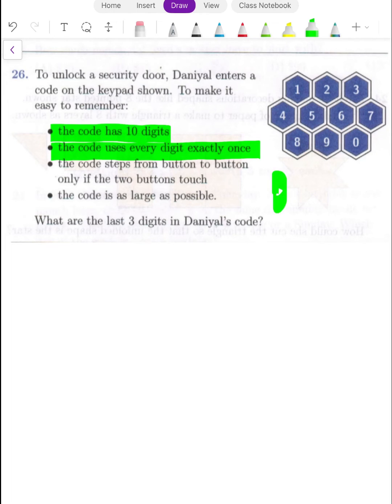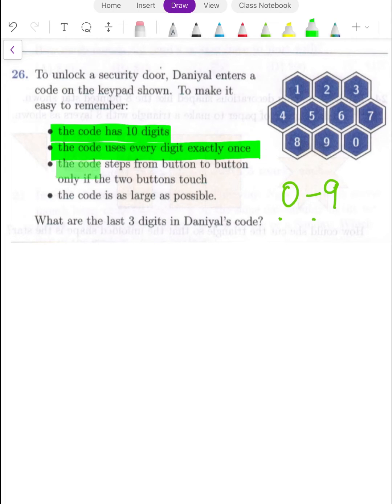So we can see there are numbers from 0 to 9. These are the digits on the keypad, and every digit gets used once. There are 10 digits and all of them get used exactly once.